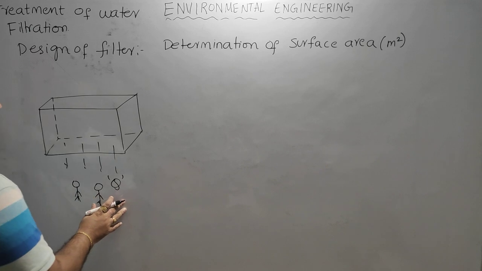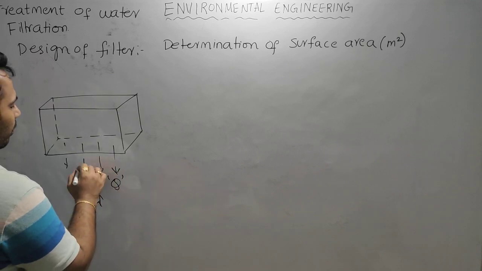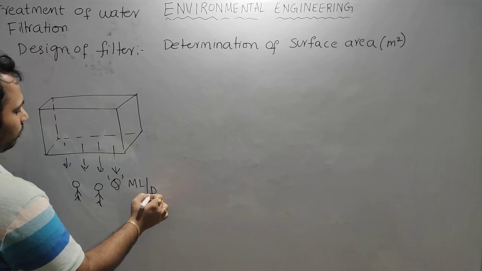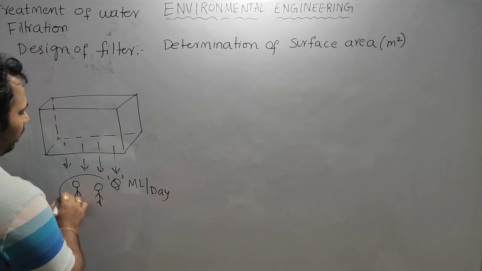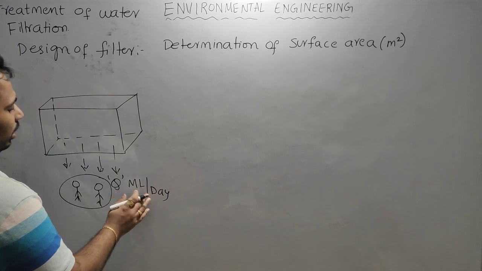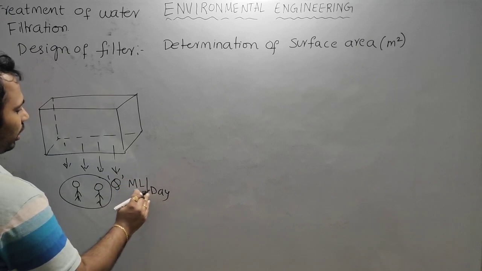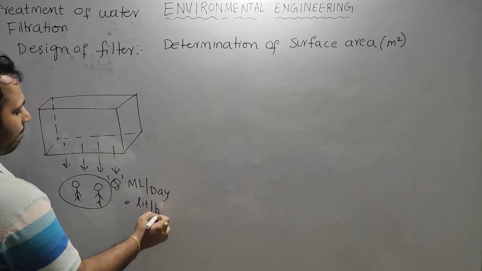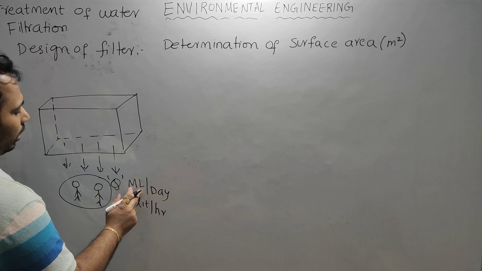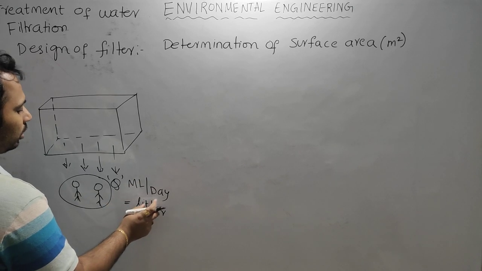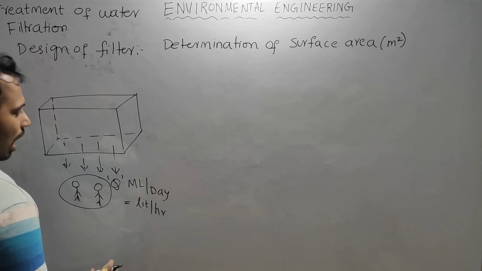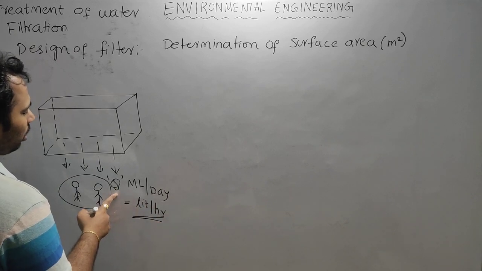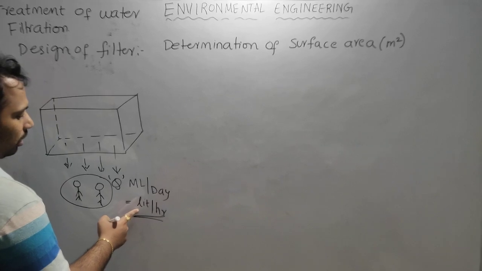These people need some amount of Q. That means million liter per day. So this community needs this much million liter per day, or else we can write it in terms of liter per hour also. I will convert million liter into liters, and day into hours. So Q, the demand of the water by the community, is in the form of liter per hour.